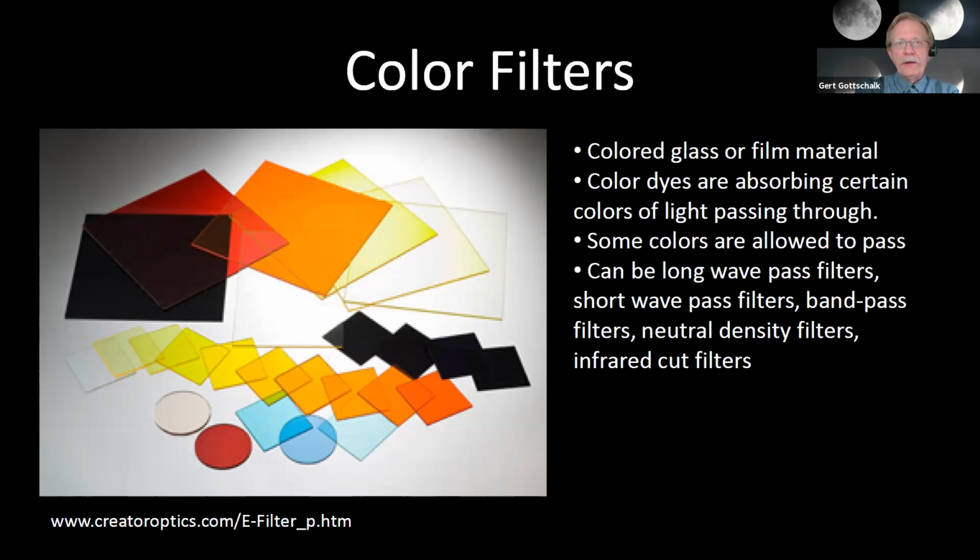You can have dyes in the filter that allow wavelengths longer than a certain threshold to pass. You call that a long pass filter. You have a short wave pass filter, which allows you to pass wavelengths that are shorter than a certain wavelength. You can actually combine them and you get what is called a band pass filter that has a transmission maybe from 500 nanometers, which is in the yellow, to maybe 600 nanometers, which would be close to red.